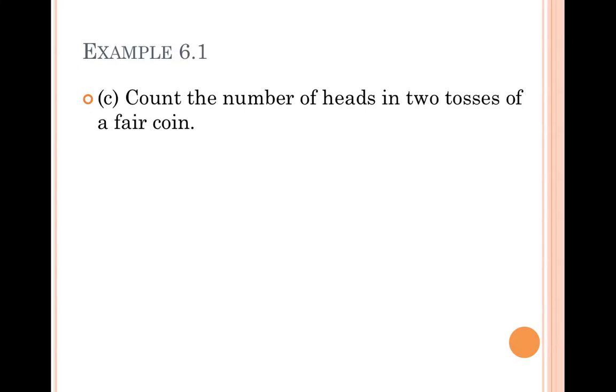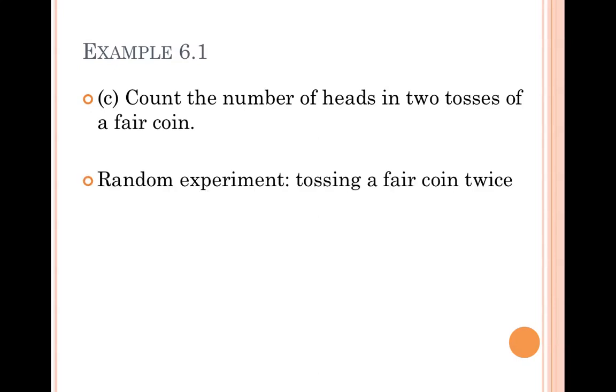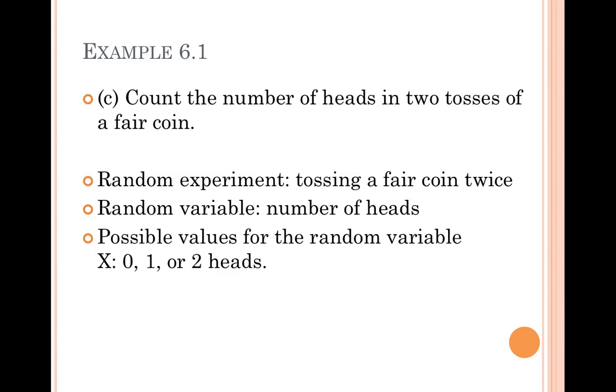C. Count the number of heads in 2 tosses of a fair coin. The random experiment involves tossing a fair coin twice, and the random variable is the number of heads. So how many heads do we have when we flip the coin twice? Well, we can have no heads, and we can have 2 heads. So the possible values for the random variable range from 0 to 2. We have 0 heads, or 1 head, or 2 heads.